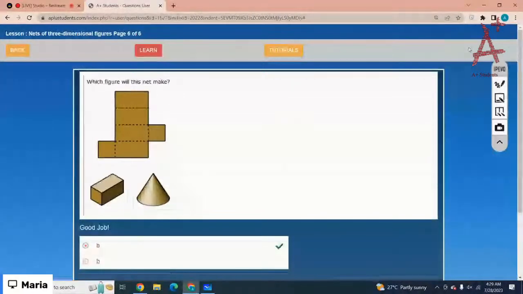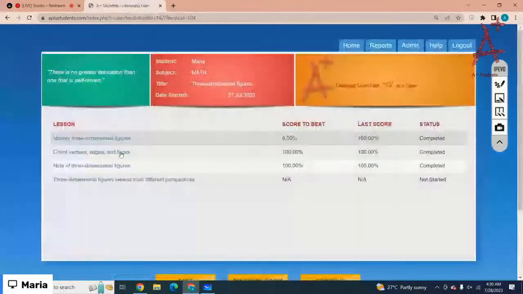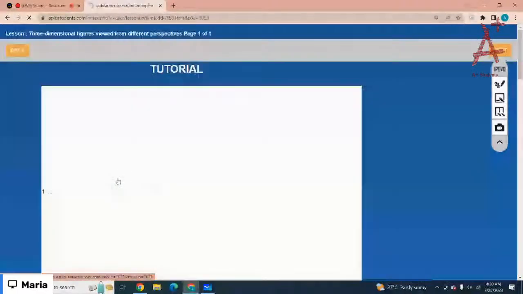Okay, we are done with the lesson. Today we are doing the last lesson from A plus, so probably from the next session we're going to start with the book. So let's just start with the last lesson from A plus: three-dimensional figures viewed from different perspectives.